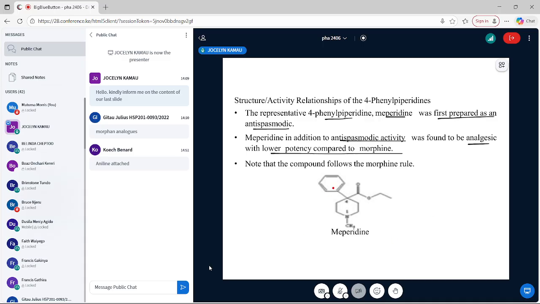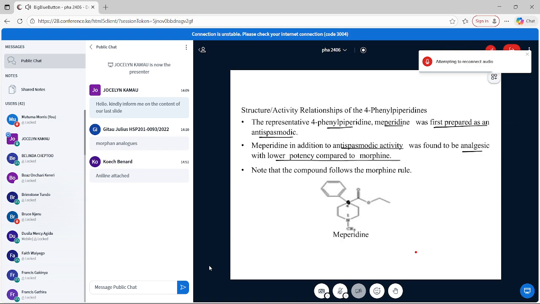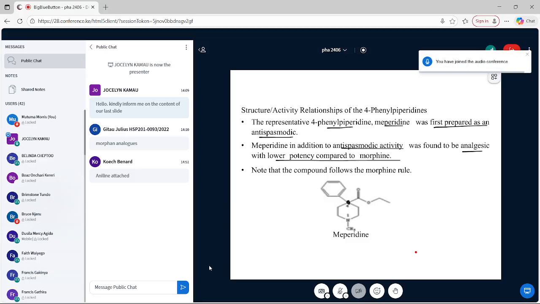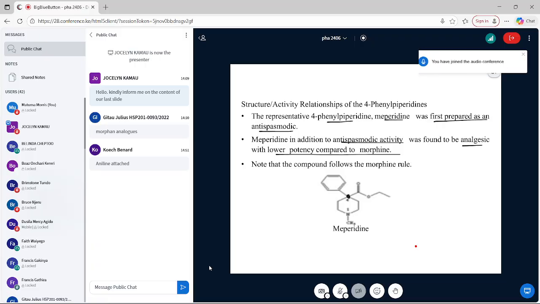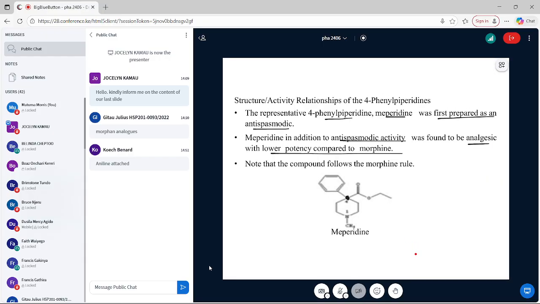This is meperidine, 4-phenylpiperidine. As we have discussed, there is our... in place of other groups that were there, we have put an ester that still brings us activity.